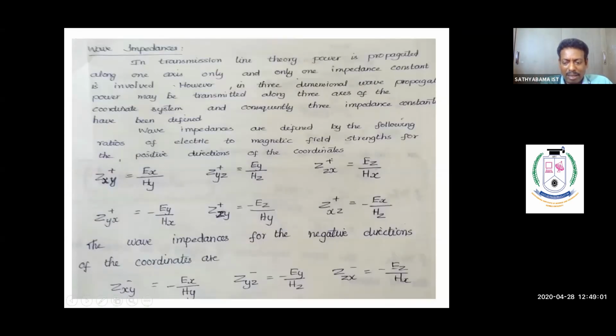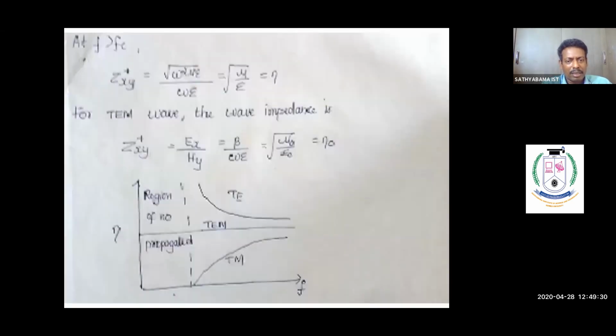So wave impedance already has been designed. You can design the wave impedance for various ratios. Wave impedance in the XY direction: the first suffix will be the electric field component, and the second suffix will be your magnetic field component. Using this notation, you can define the wave impedance for all the directions, for both positive and negative direction as well. It's only a short question you'll get on this wave impedance.